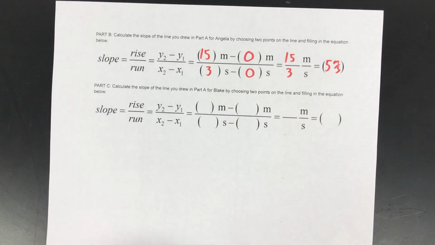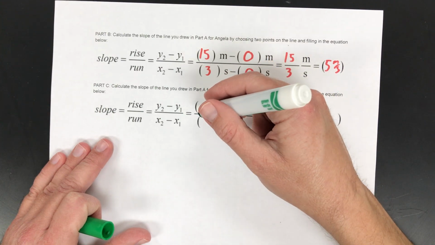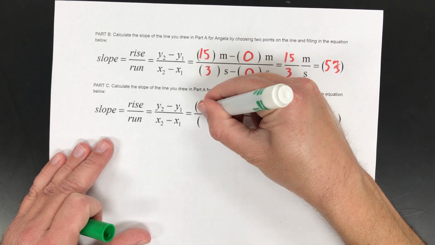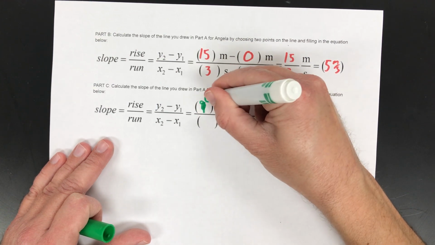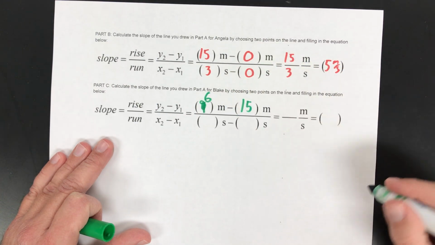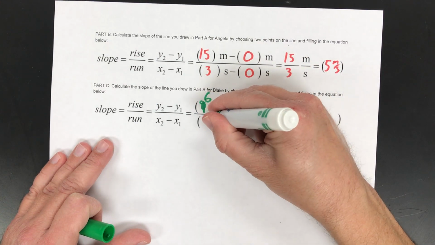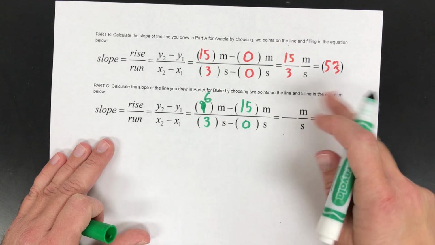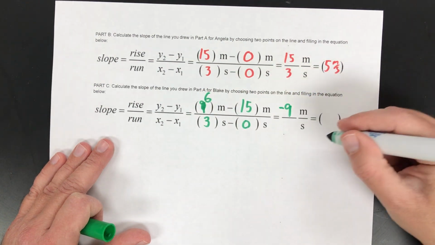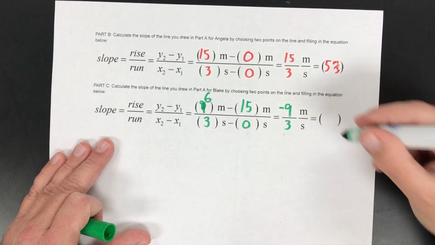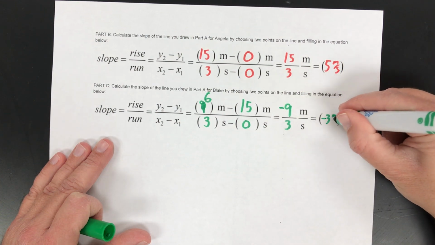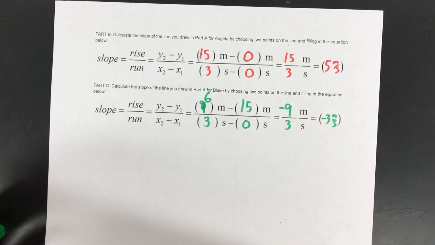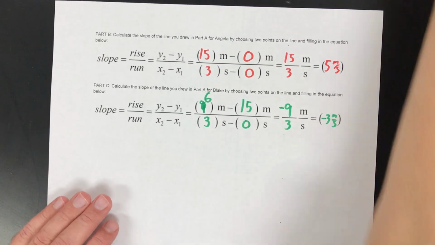Let's do Blake now. I'm going to do the same thing with Blake. I'm going to take his first and final time. His final position was at 6 meters. His initial position was at 15 meters. His final time was 3 seconds, and his initial time was 0 seconds. So 6 minus 15 is -9, and 3 minus 0 is 3. So -9 divided by 3 is -3 meters per second. So that's the slope of the line. It's also his velocity, which we did know that it had to be from the beginning because they told us.